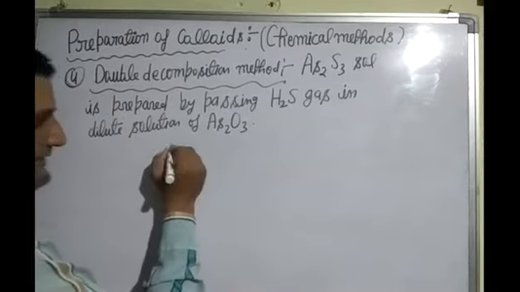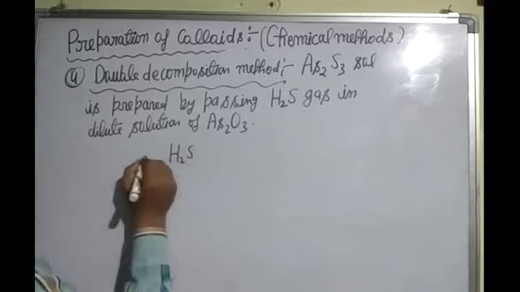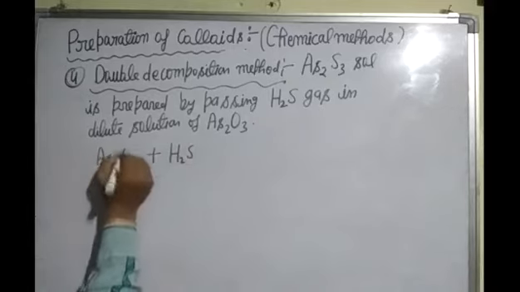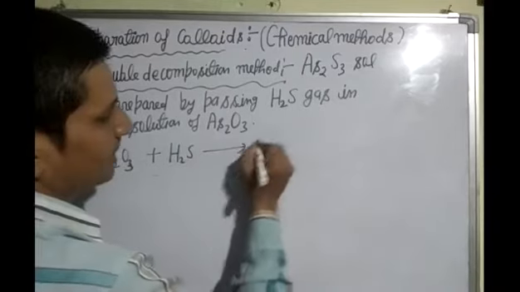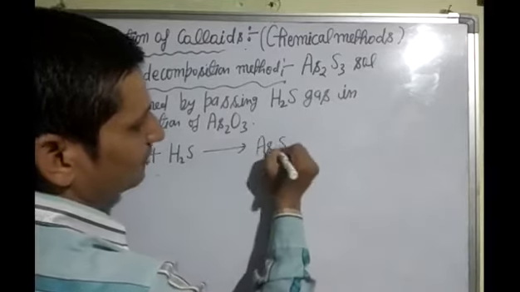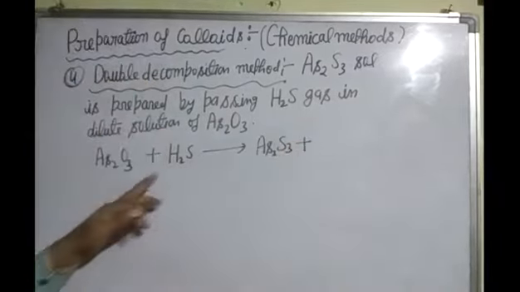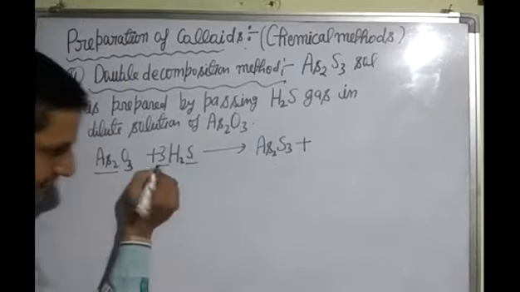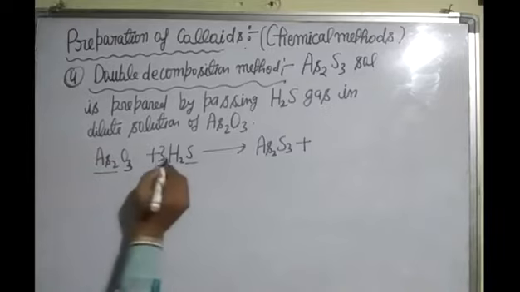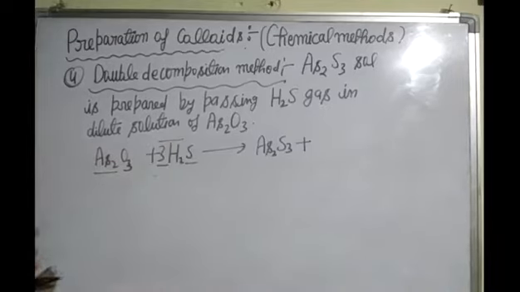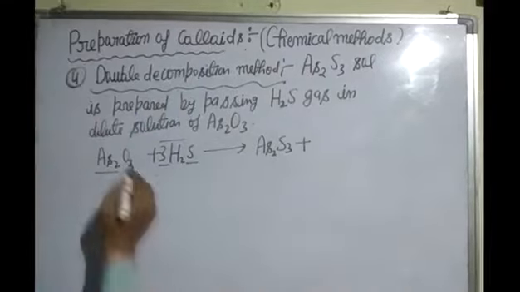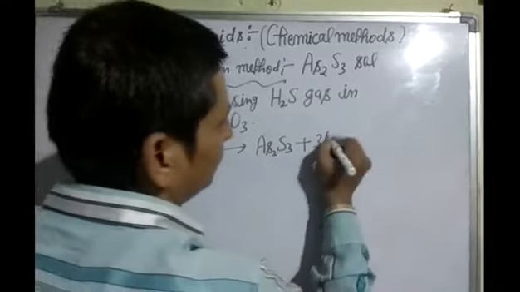So look here, this is hydrogen sulfide gas. Pass it in arsenic oxide solution. We get arsenic sulfide, As2S3. So we have to take here 3 H2S, As2S3 and 3 times 2 is 6. I have just told you the number of oxygen is equal to the number of water. So 3 oxygen is equal to 3 water.